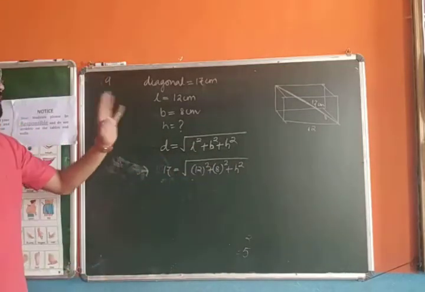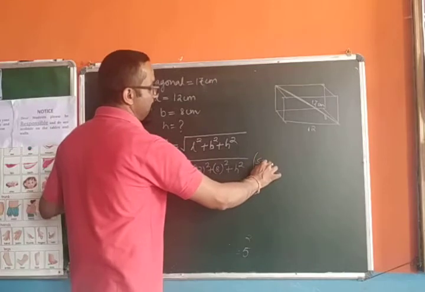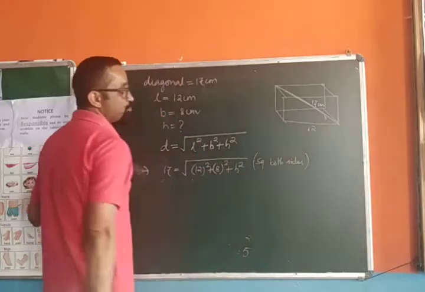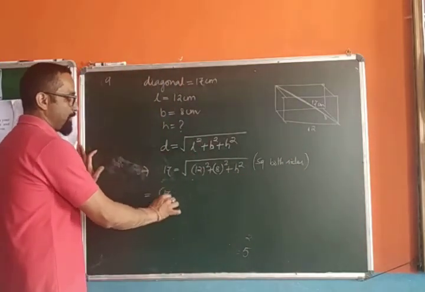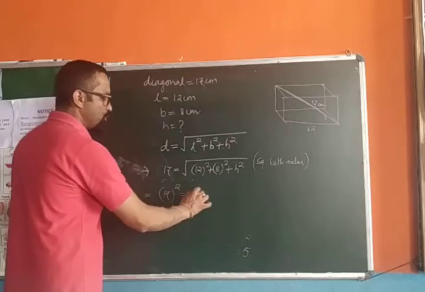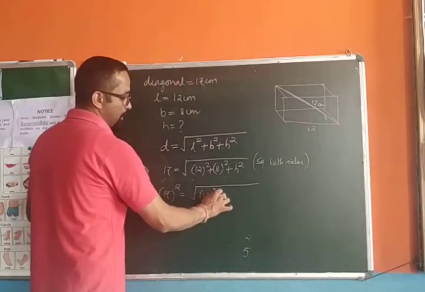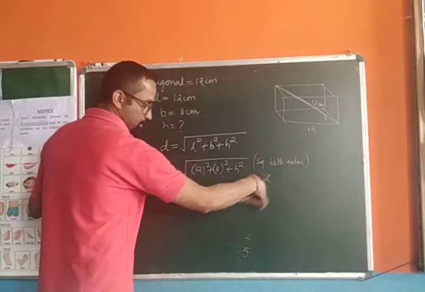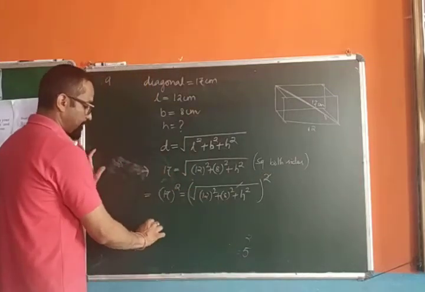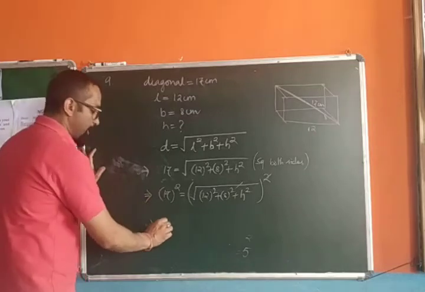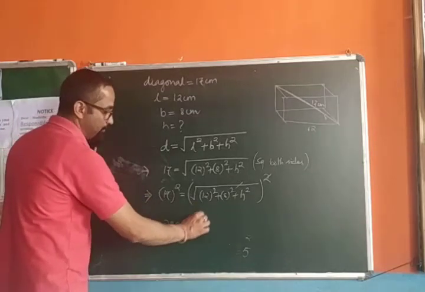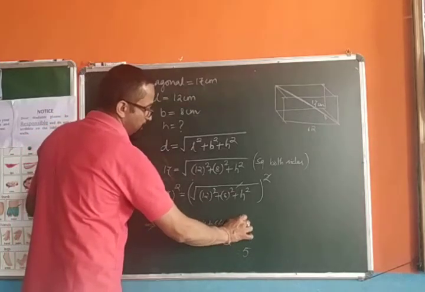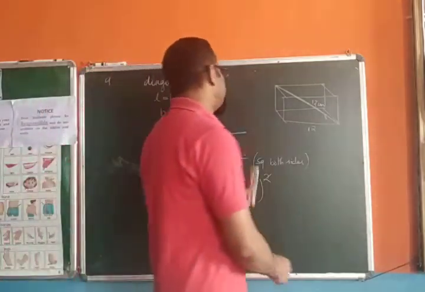Remove square root from the right hand side, and we can remove it by squaring both sides. As you square both sides, root cancels from the right hand side. 17 square is 289, 12 square is 144, 8 square is 64. Height you have to calculate. Simplify it.